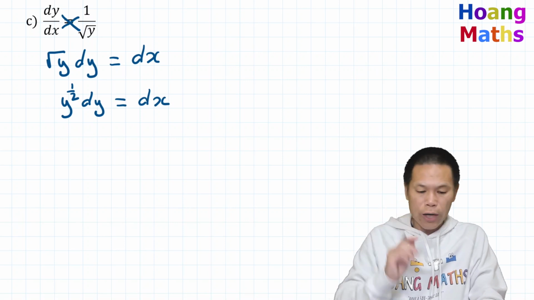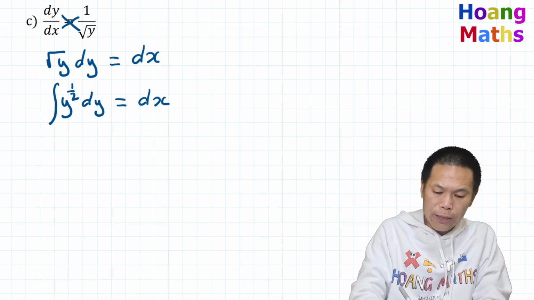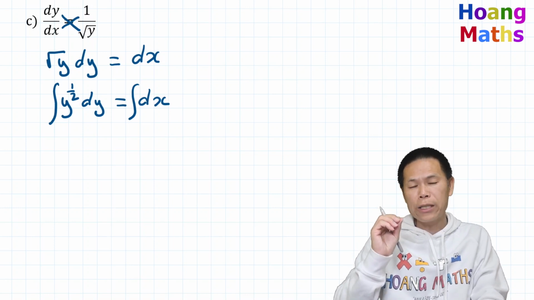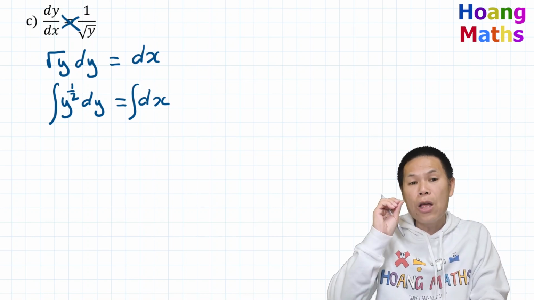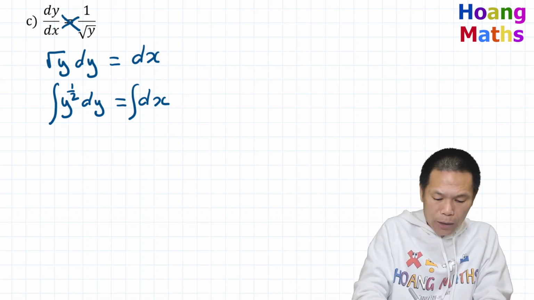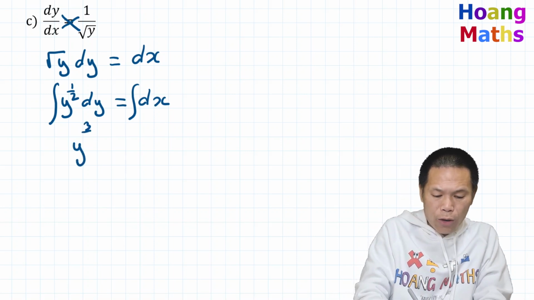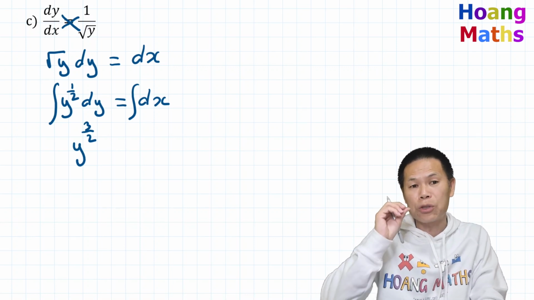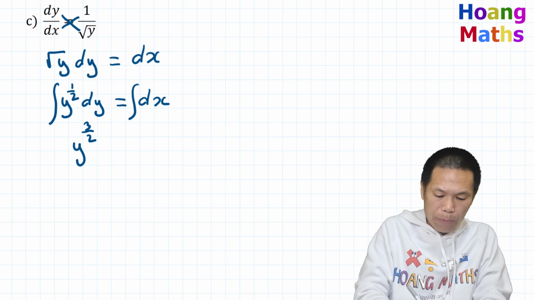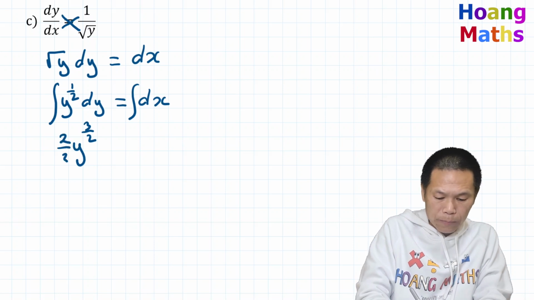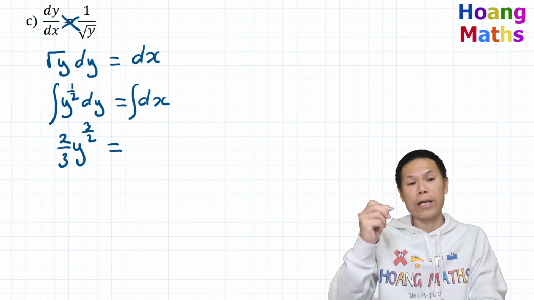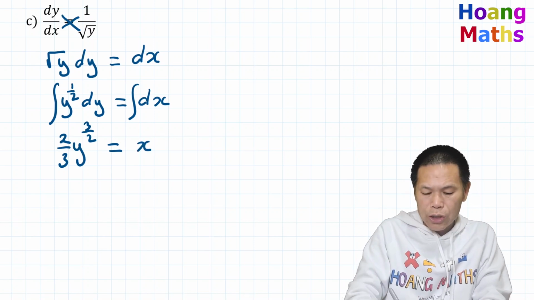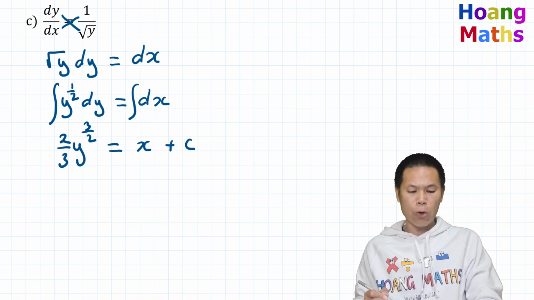Now I just integrate both sides. Integrate this, integrate this. So integrate y power half dy. We just add 1 to a half, which gives me 3 over 2. So that is y power of 3 over 2, and we divide by 3 over 2. That means we flip it and it becomes times 2 over 3. So that becomes 2 over 3 y power 3 over 2. And integrate dx will give me x. And don't forget, we're done with integrations and we need to add a constant, of course.